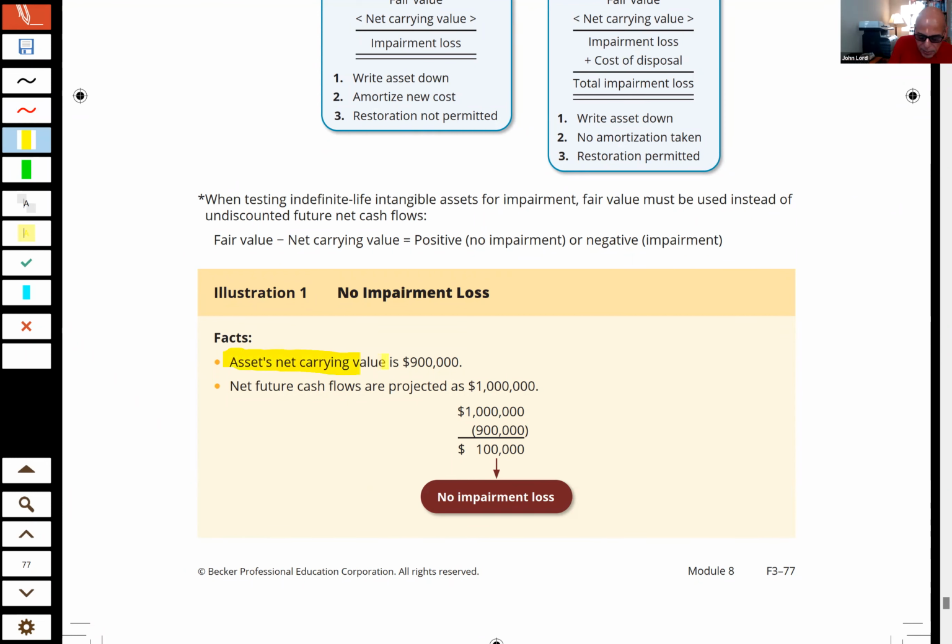So the asset's carrying amount is $900,000 in this example. Okay, and what happens? Future cash flows are considered to be $1 million. This is what? This is undiscounted cash flows. And since the undiscounted cash flows are more than the carrying value of the asset, there is no impairment, and we stop. That's it. And that's what the flashcard told us. Step 1, you don't have to go any further.